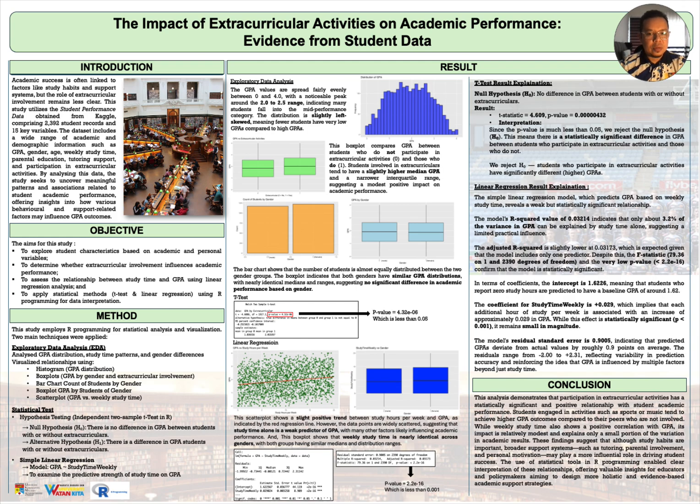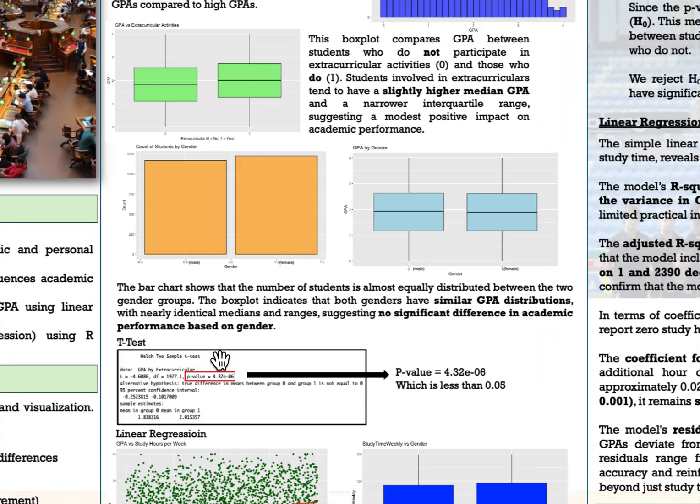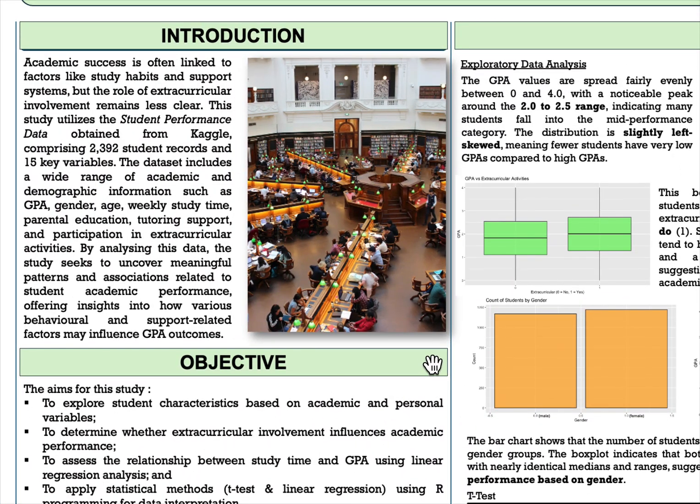My name is Shukri bin Juso, P156824, and today I am very excited to present my second assignment for this subject, titled The Impact of Extracurricular Activities on Academic Performance, Evidence from Student Data. Academic performance is often linked to factors like study habits and support systems, but the role of extracurricular involvement remains less clear.